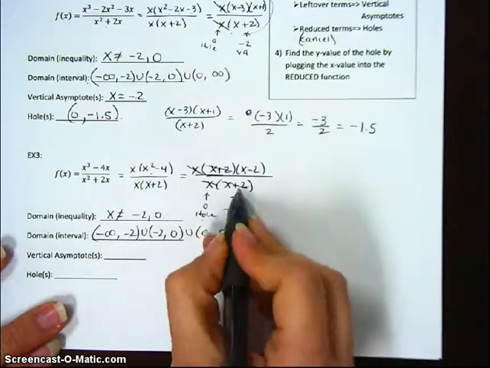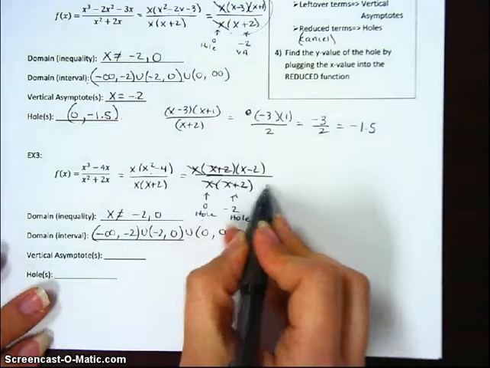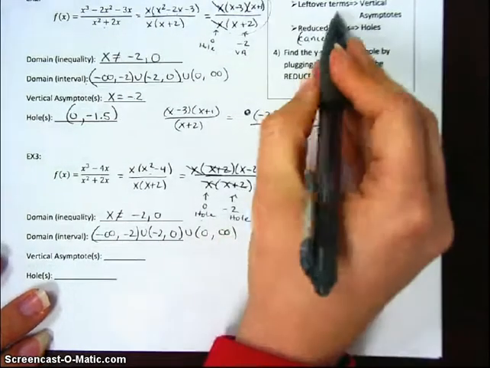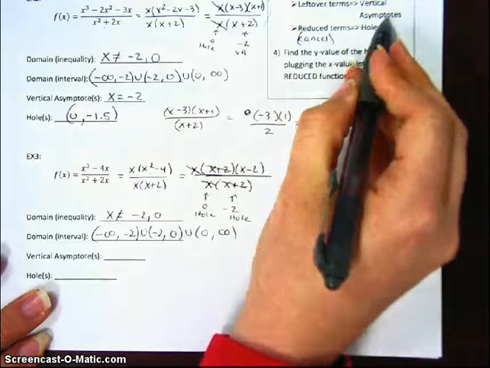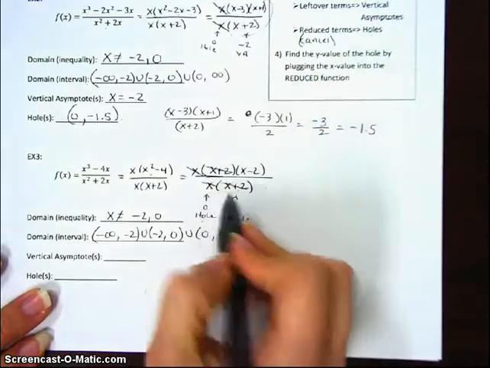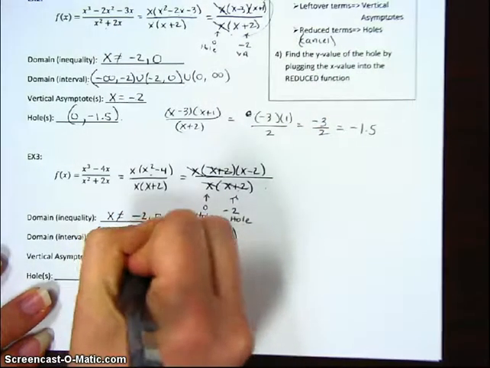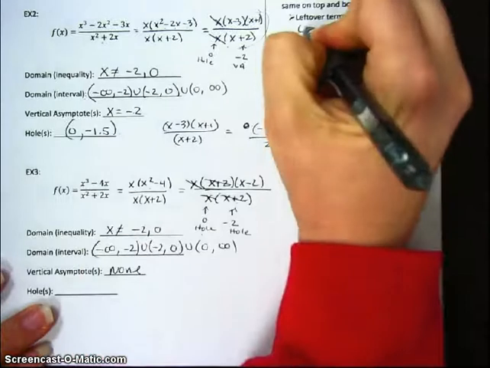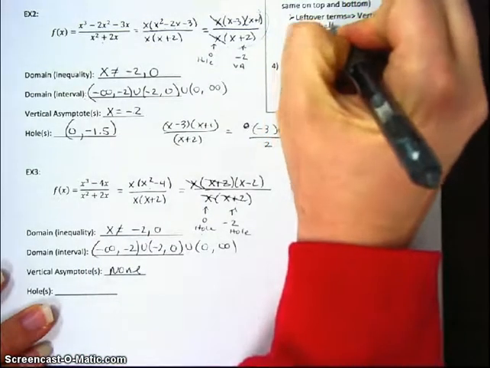So both of these things have canceled out, which means I'm not left with anything on the bottom. Remember, any leftovers are vertical asymptotes. There are no leftovers on the bottom, so we're going to have none. Okay, this is leftover on bottom. You might want to add that to your notes.